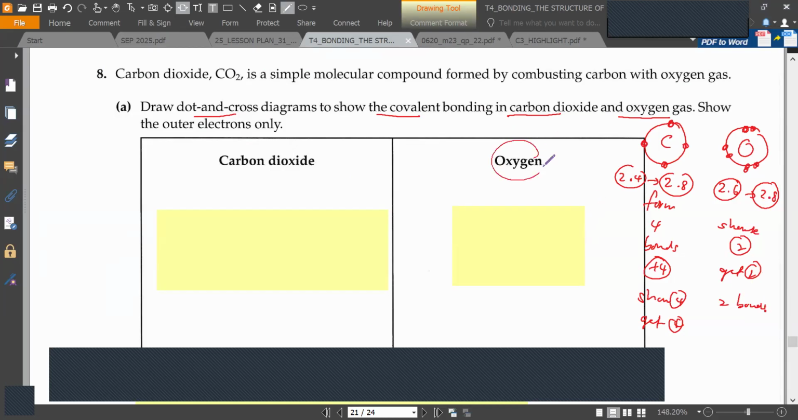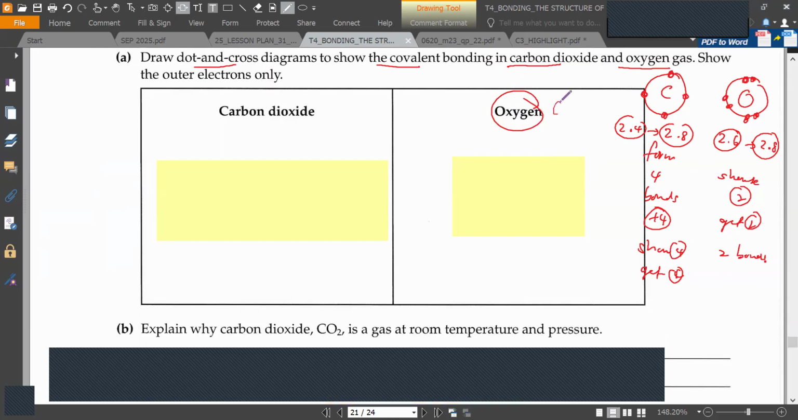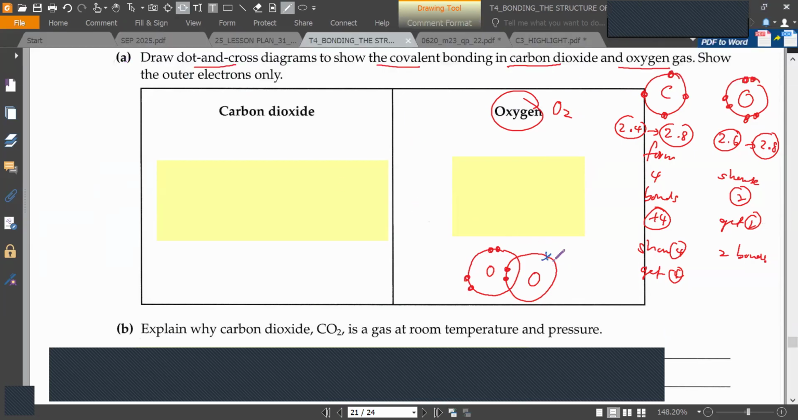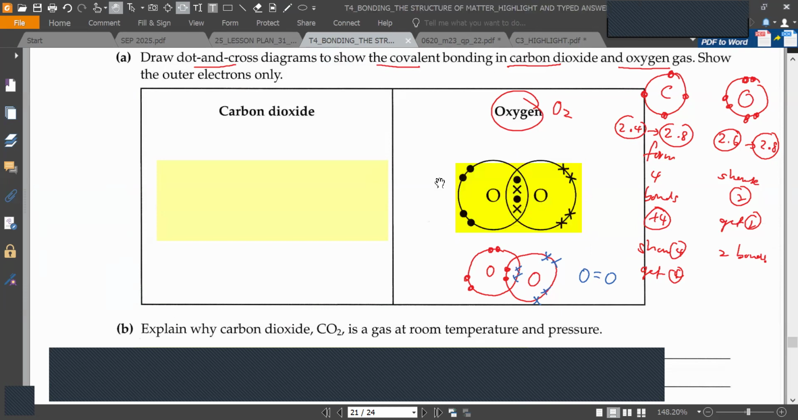Let's look at oxygen first. We know oxygen is O2. Why? Because of this, it will form this molecule. 1, 2, 3, 4, 5, 6, and then the other one, 1, 2, 3, 4, 3, 4, 5, 6. So that's why oxygen is always O2. It forms the double bond. Oxygen, oxygen, double bond. It's sharing 2 pairs of electrons.